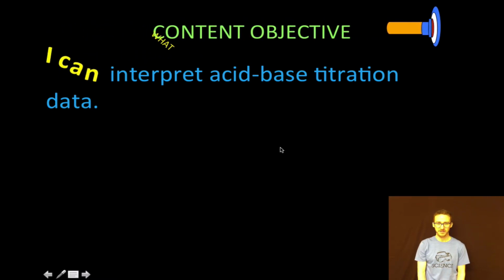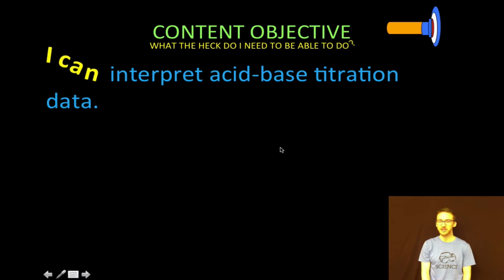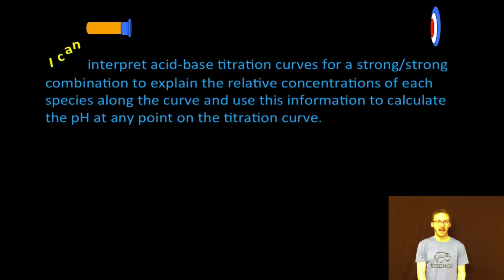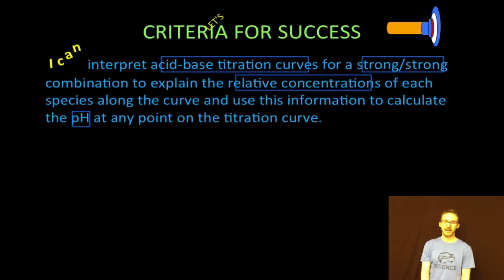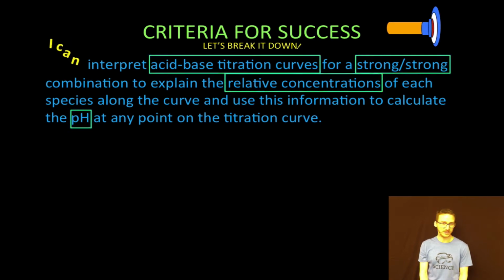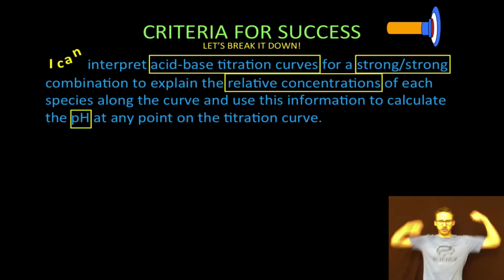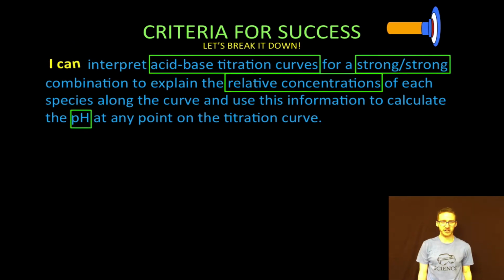Mr. Boylan here. What in the heck are we gonna do in this vid? We are going to interpret acid-base titration data. As always, taking a quick moment to break it down, you want to be able to interpret an acid-base titration curve for a strong acid and strong base combination, to explain the relative concentrations of each thing along the curve, and then use that information to calculate the pH at any point throughout your titration.